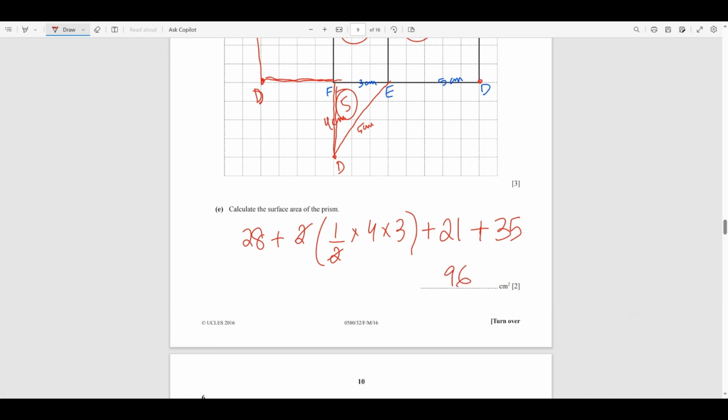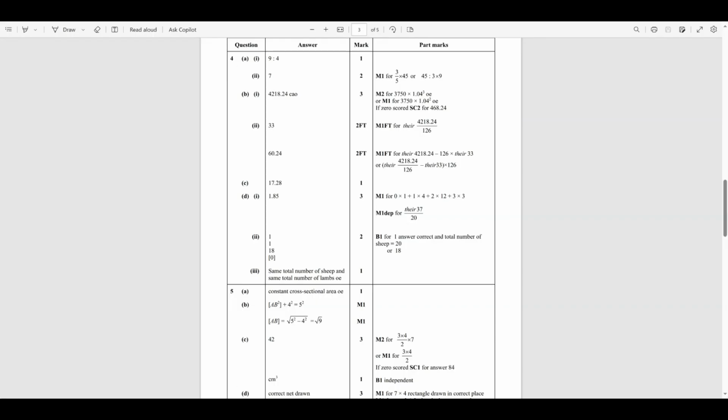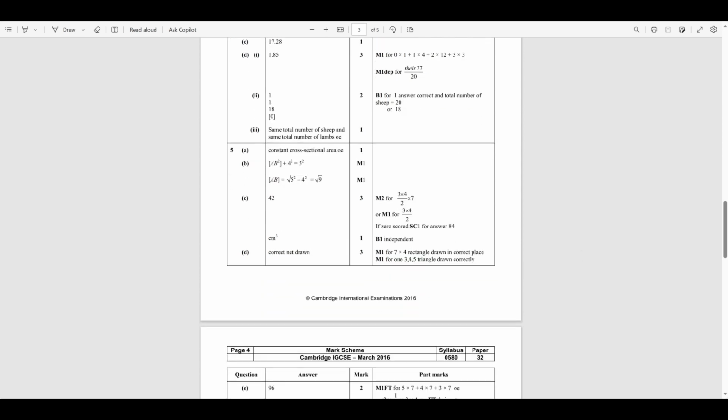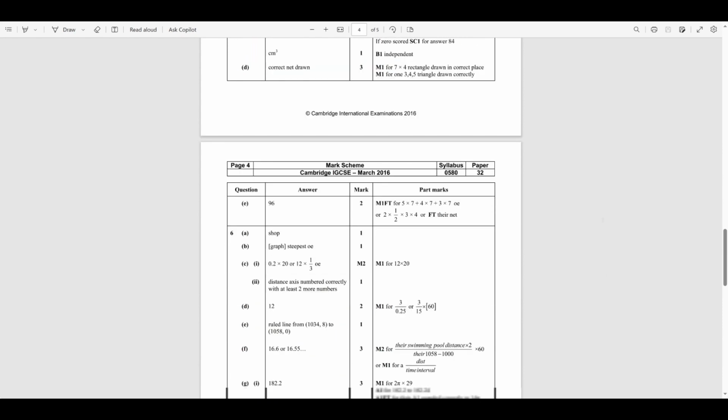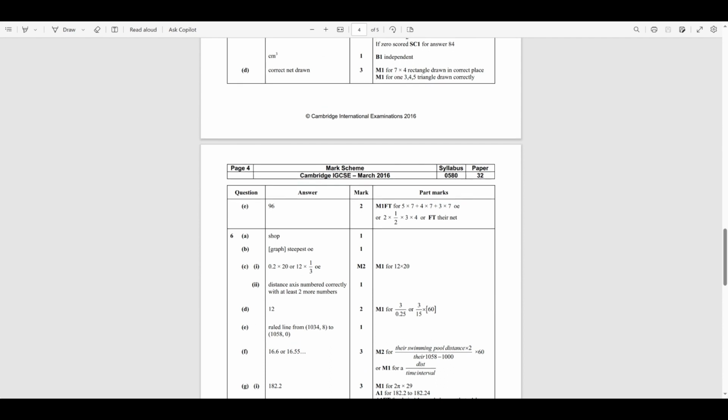Let's check it from the marking scheme. Correct net drawn. Okay, 96, yeah. Okay, so 96, right.